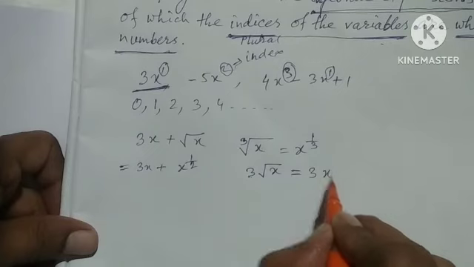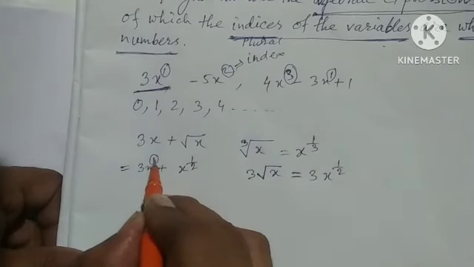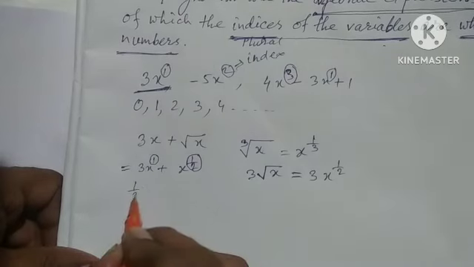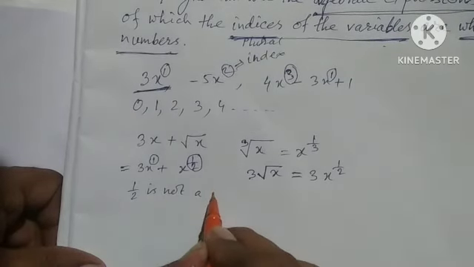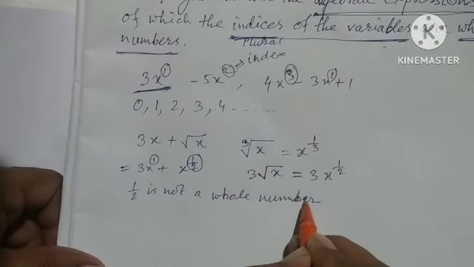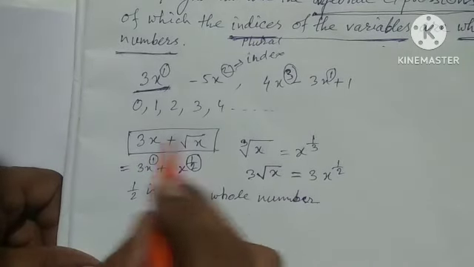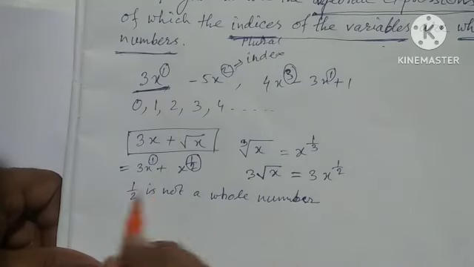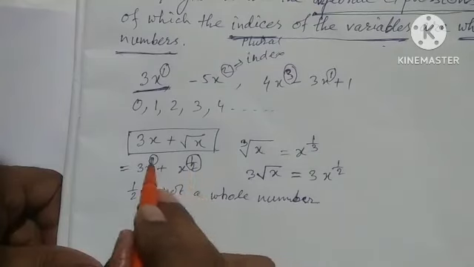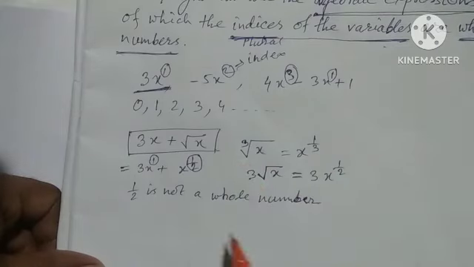It means 3x to the power half. Here x is the variable and the power, the index, is 1. Here the index is 1 by 2. So 1 by 2 is not a whole number. Therefore this one is not a polynomial. All the powers, all the indices must be whole numbers. This one is also not a polynomial, and this one also not a polynomial.